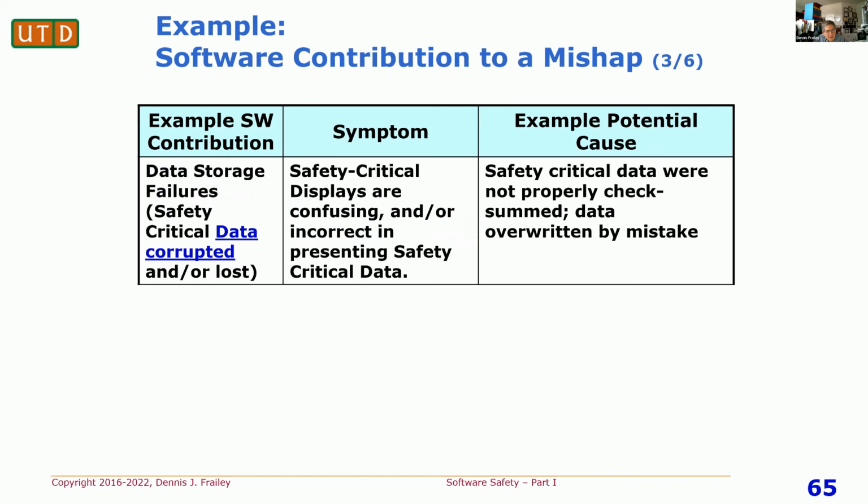Third example is safety critical related data in a database is corrupted. I often tell students, what happens if the university you got your degree from loses its record of you having been a student because of a database failure?